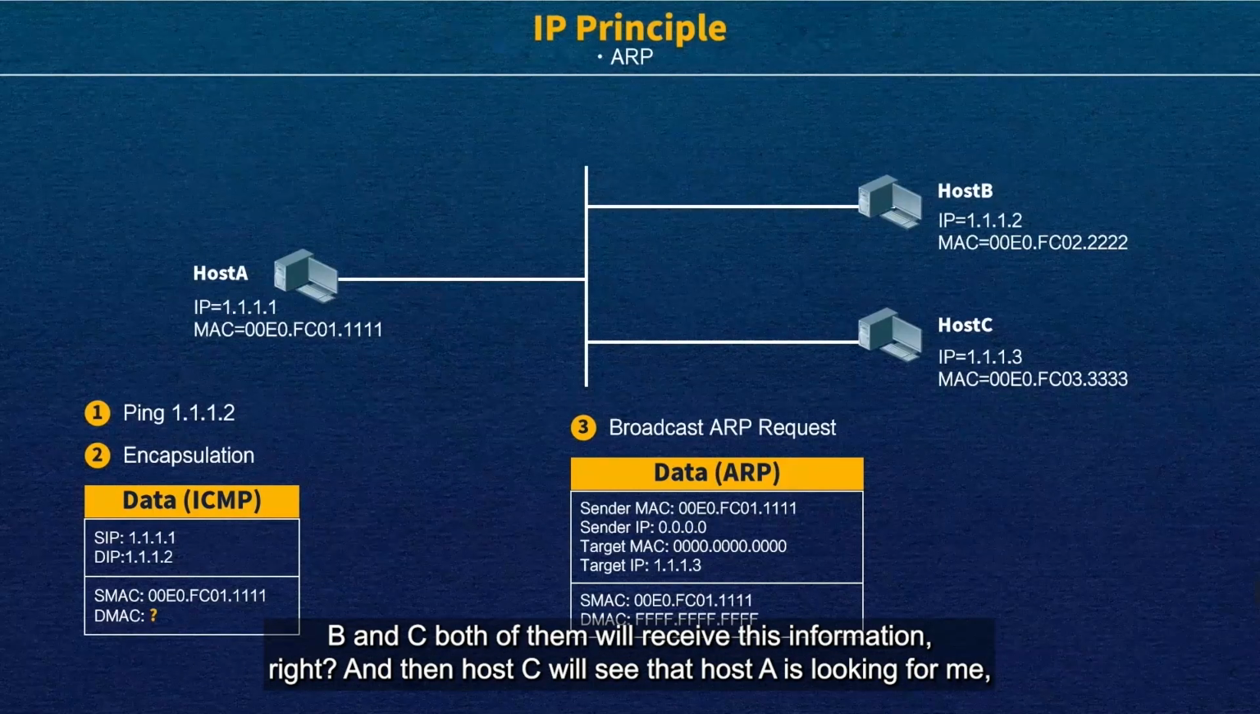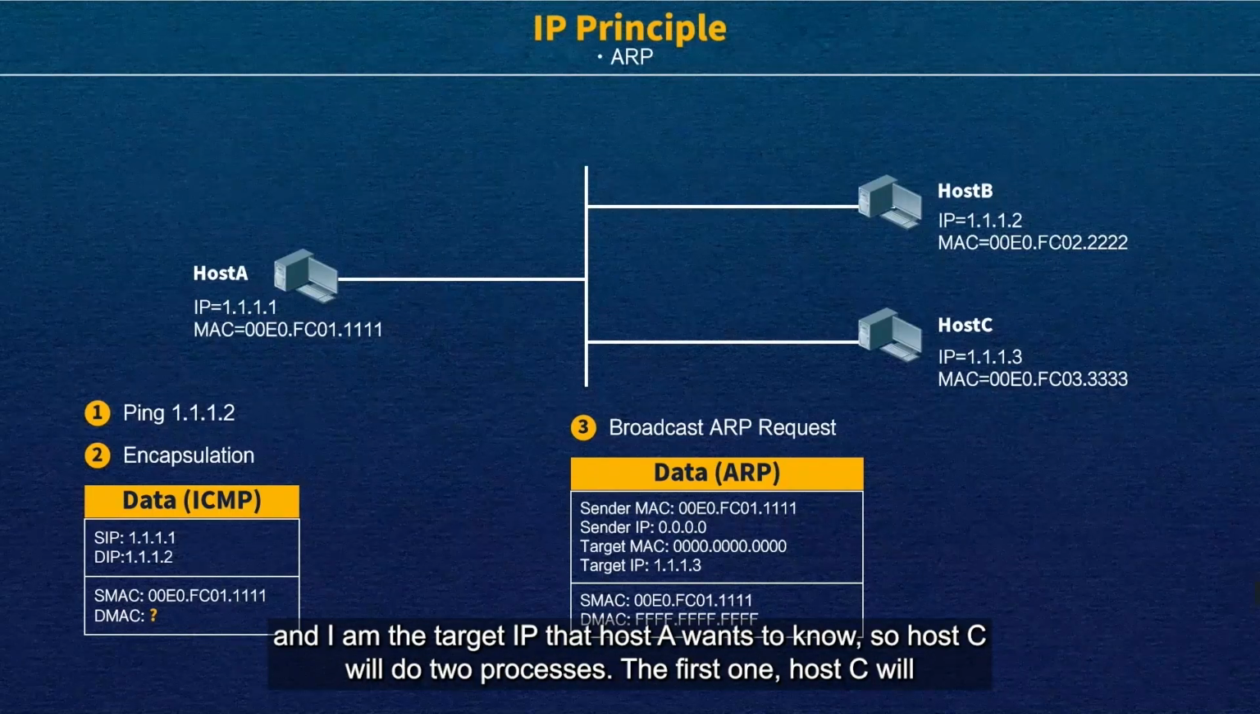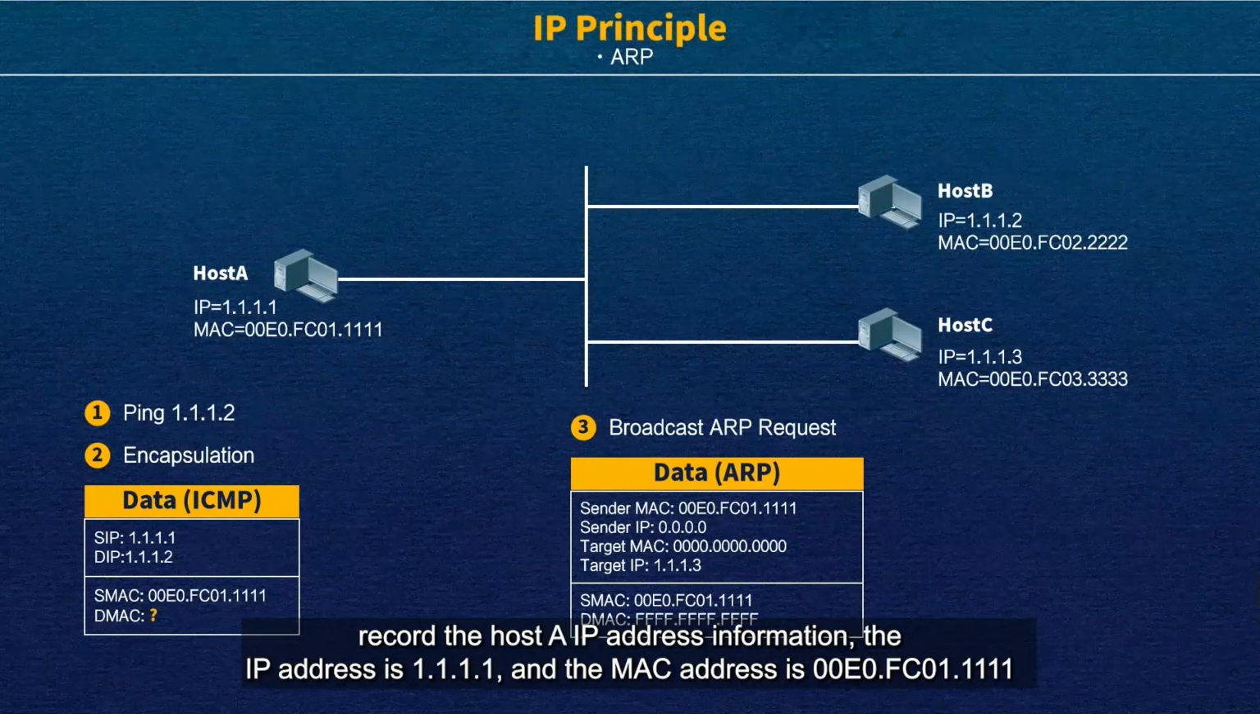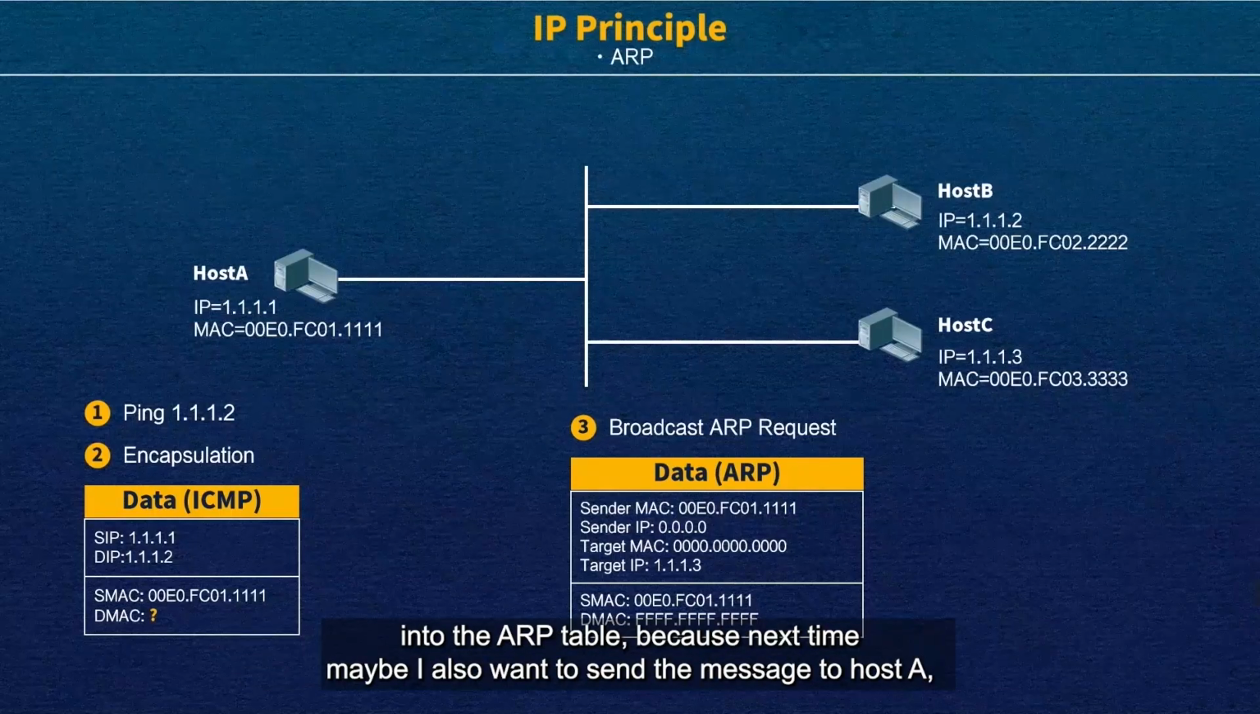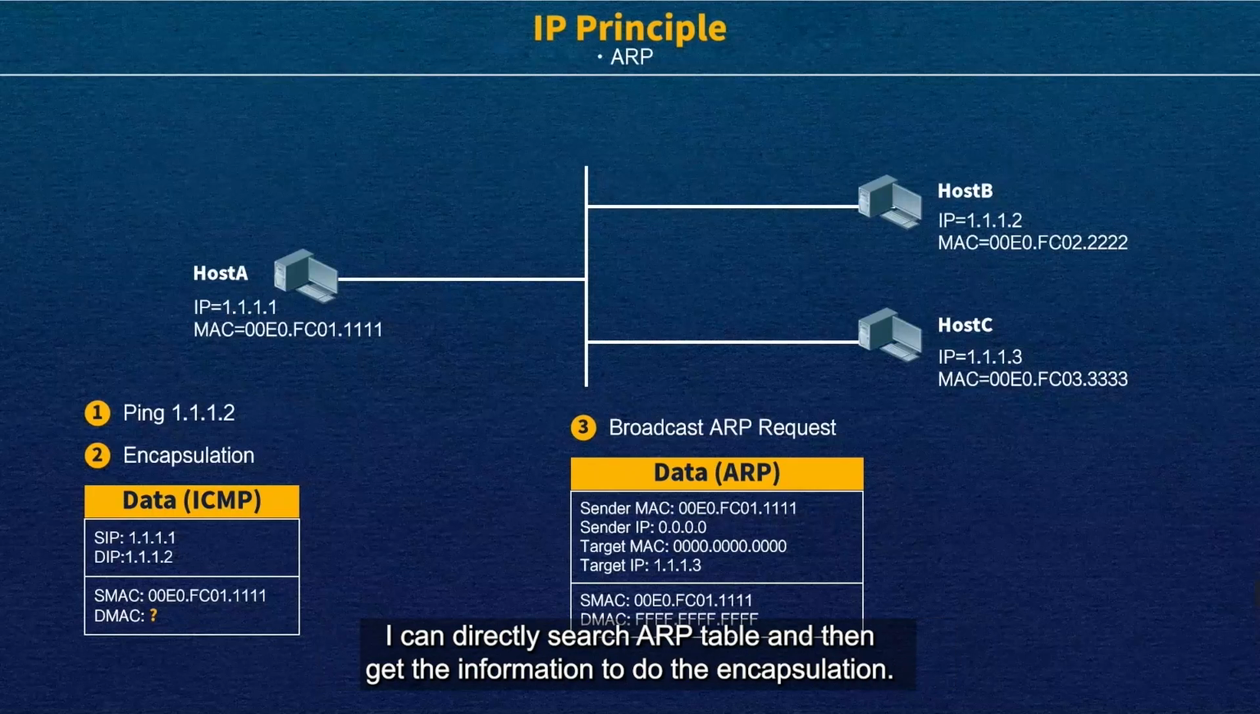And then host C will say, host A found me, and I am the target IP that host A wants to know. So host C will do two processes. The first one, host C will record host A's IP address information, 1.1.1.1, and the MAC address, 00E0FC and so on, into the ARP table. Because next time, maybe I will also send a message to host A. I can directly search the ARP table, get the information, and do the encapsulation.